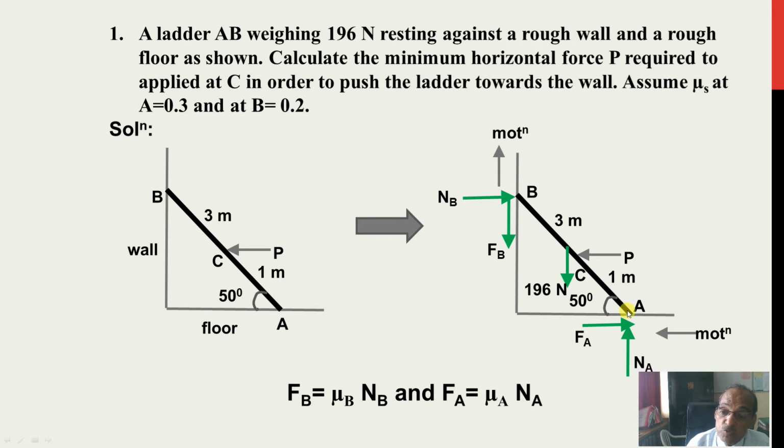When we want to push this point A to the left, friction will be acting to the right. When A moves to the left, B will move upwards, and that's why frictional force will be downwards. Frictional force at B is FB equal to mu B NB, and at A, FA will be mu A NA. So this is the FBD. You should be in a position to draw this correct FBD as per the statement of the numerical problem.